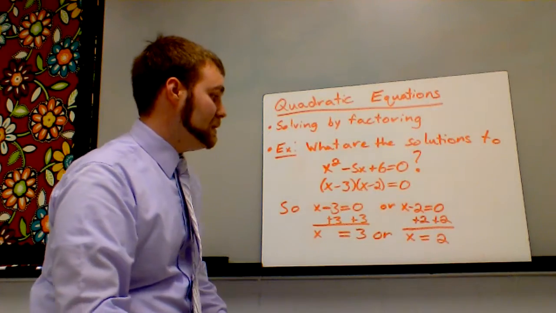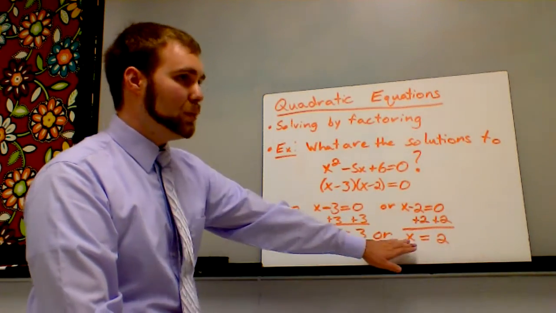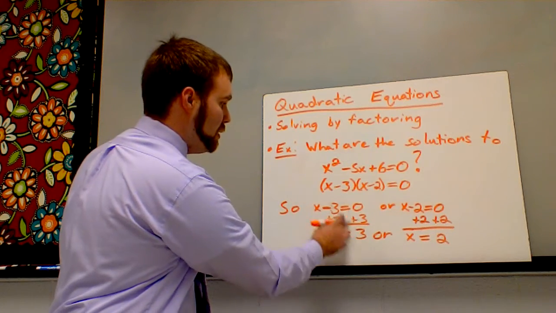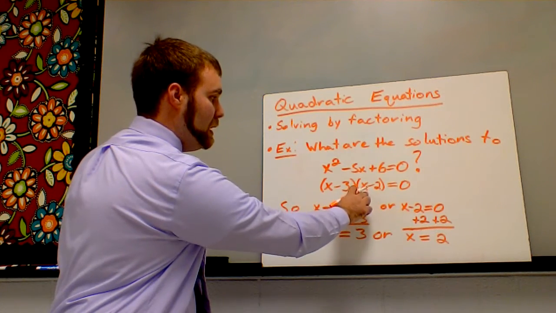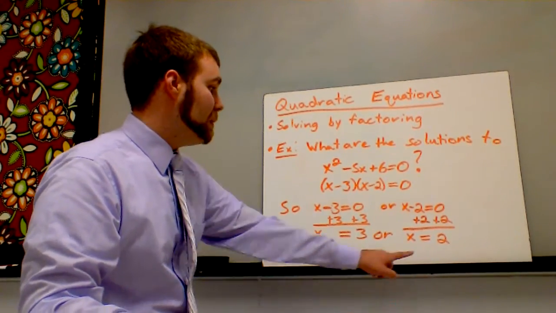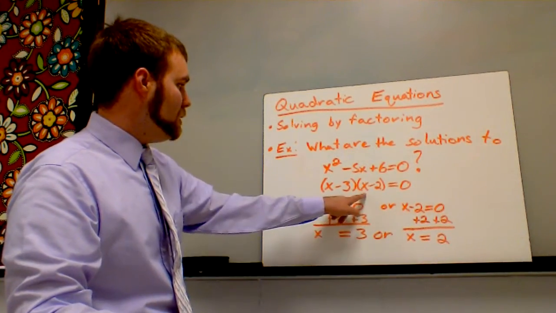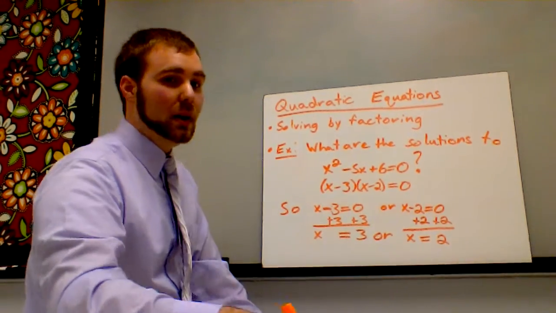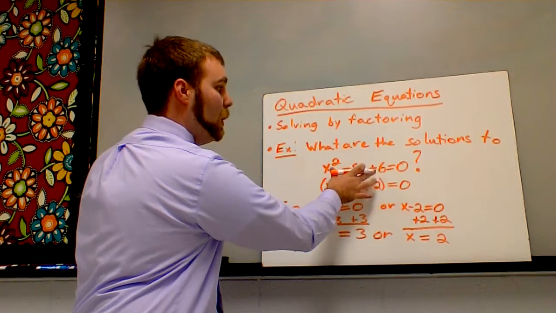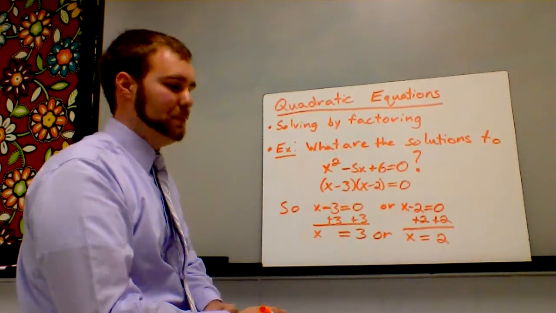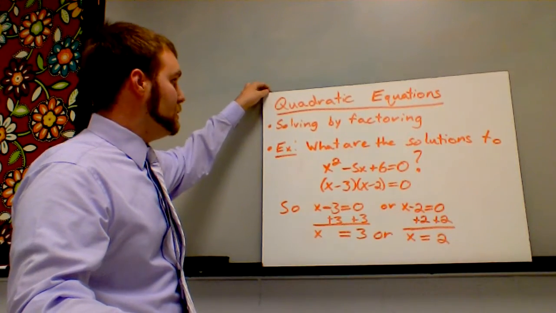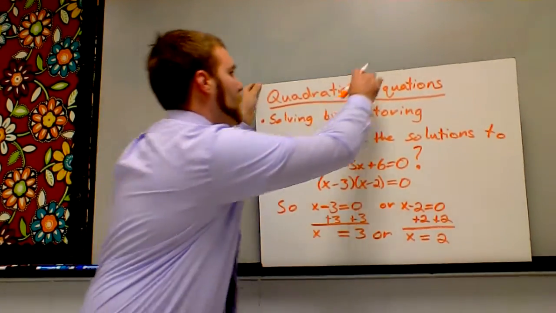What this means is these two numbers are the roots of this equation, because when I plug in 3 here, here, or in either of these x's, I'm going to get 0. And if I plug in 2 here, here, or here, I'm getting 0 from this equation, which is what this is asking me: when does this equation equal 0? Okay, so let's move on to a different solving by factoring.